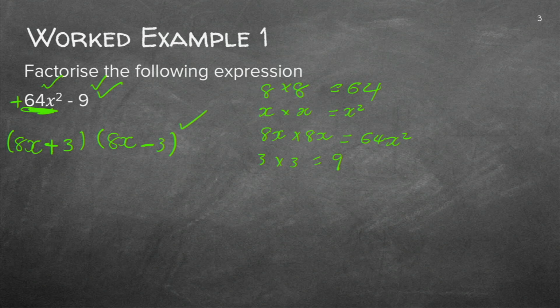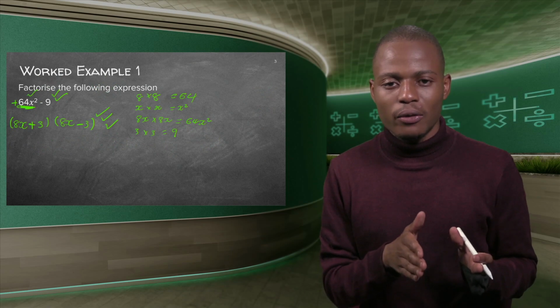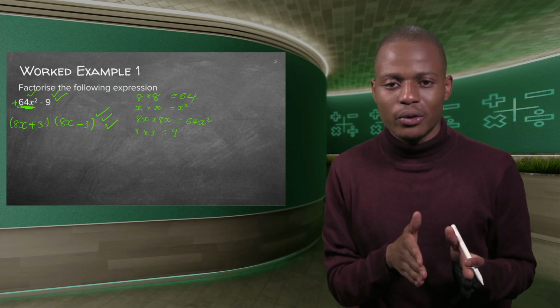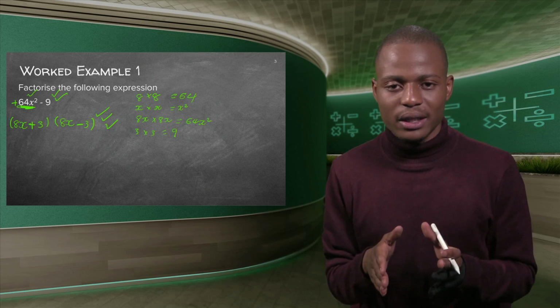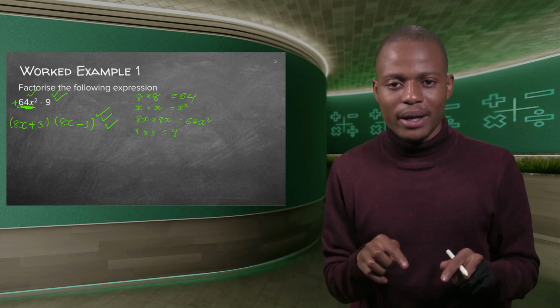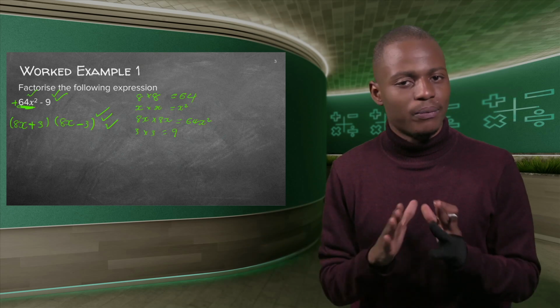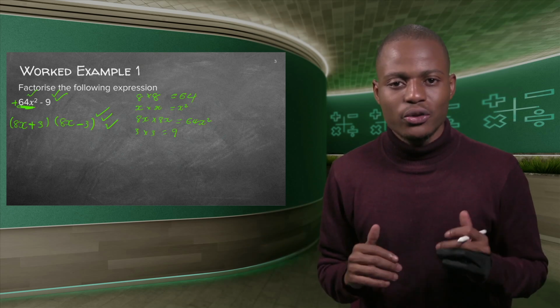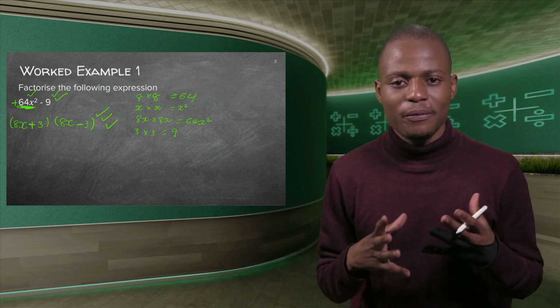So you have managed to get all the factors that you need, and you have done your factorization using the difference of two squares. Factors of the first term on the first part of your bracket, factors of the second term on the second part, separated by what? Different signs. That is it. So let's now do the second example and see what we have.